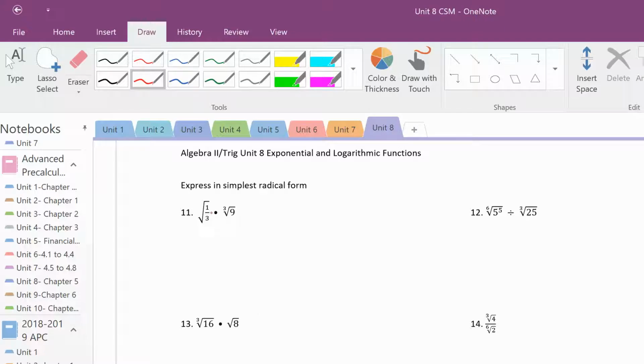So we have the square root of 1/3. So you have the square root of 1 over the square root of 3.